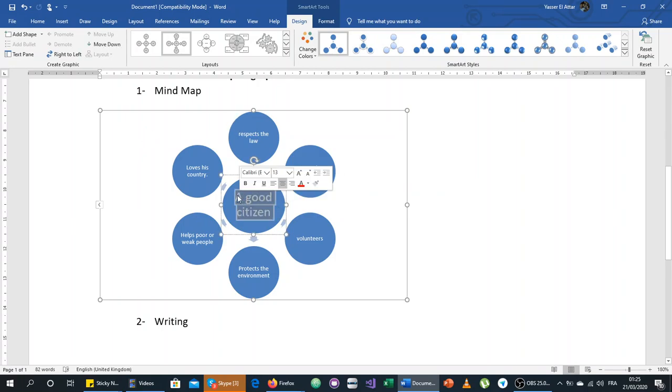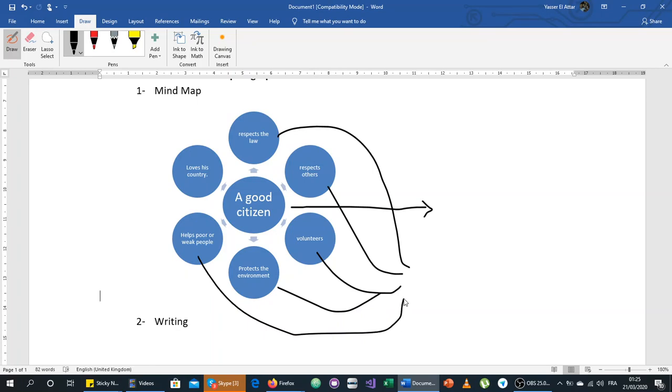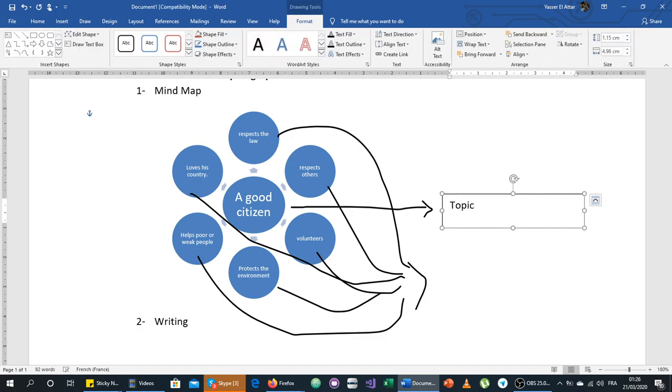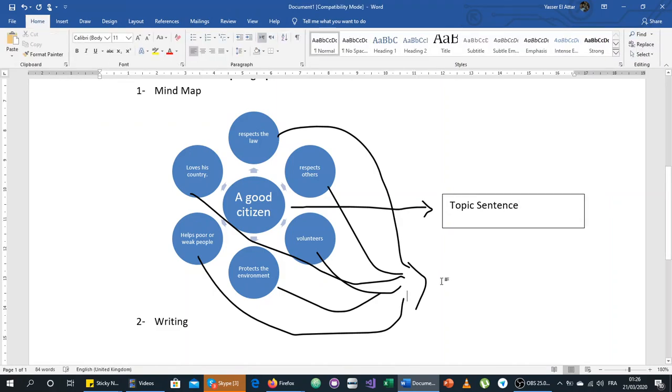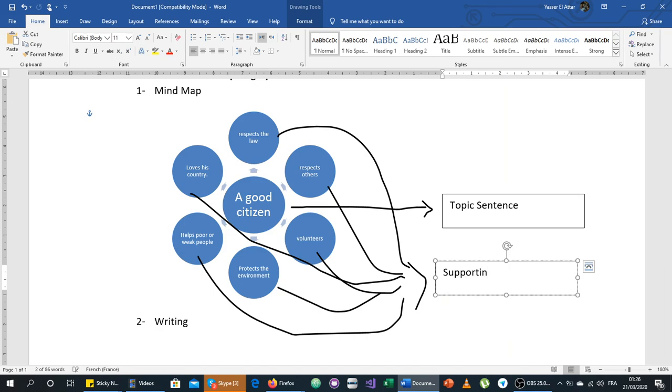So in here we make the topic into the topic sentence, and all of these are going to be the supporting sentences. Okay, let's just add here. I hope the music is not bothering. Topic sentence: this one is in the topic sentence, and all of those are going to be in the supporting sentences. And the last one is the concluding sentence.